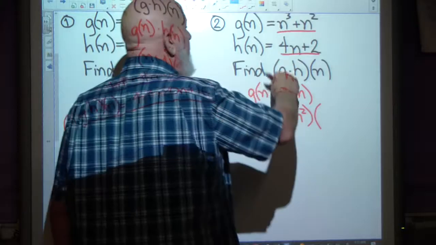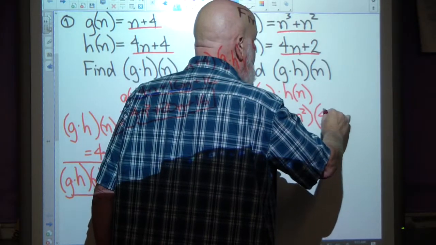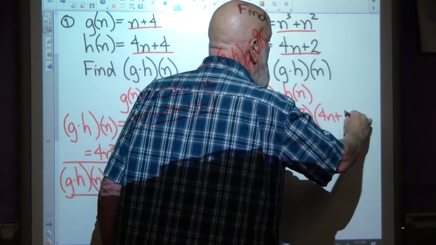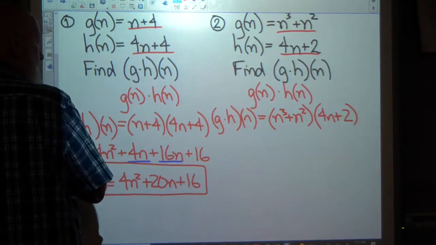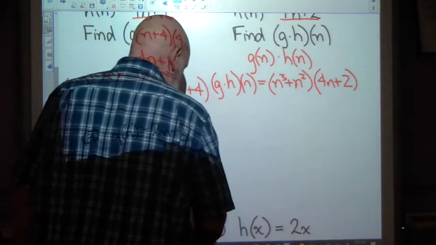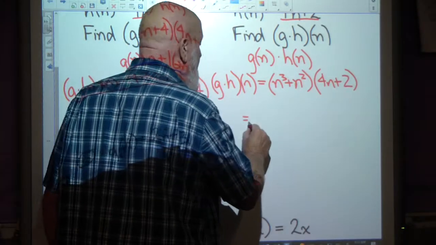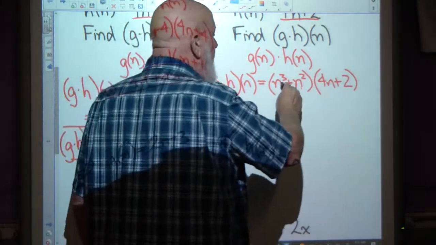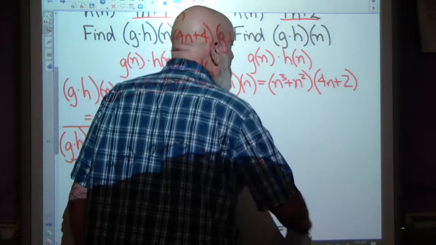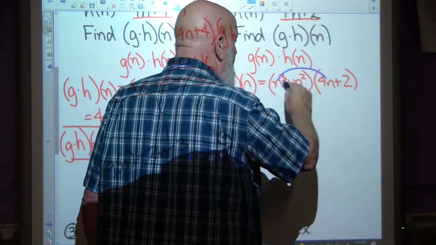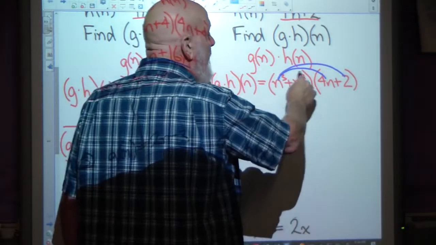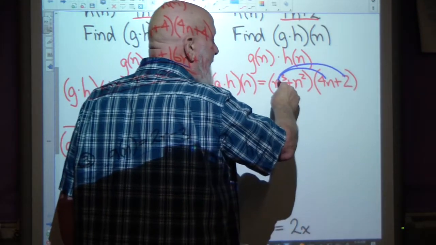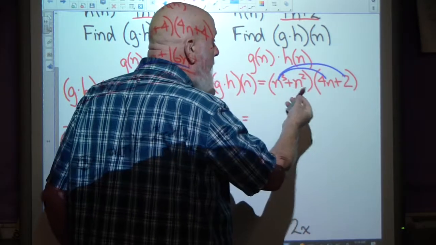And h of n is 4n plus 2. I'm going to FOIL again, combine like terms if there are any, and then I'll be done. So here we go. I'm going to bring my equal sign down here. And this will give me n cubed times 4n, n cubed times 2. N to the third power times 4n is 4 times n times n times n times n, or 4n to the fourth.